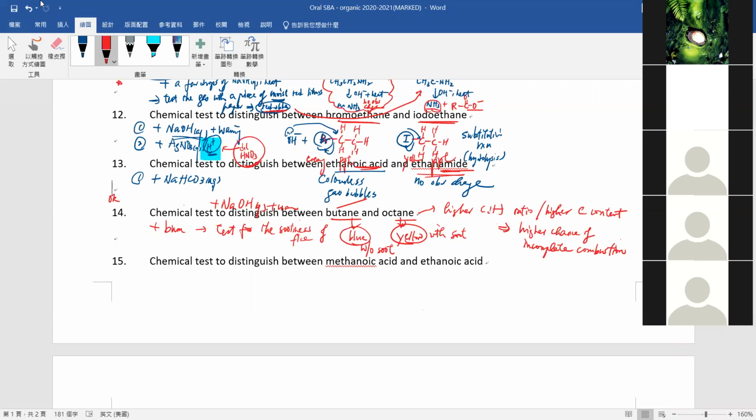It's also possible. How about 15? Oh, Wenjing, you suggested Tollens' reagent. Using Tollens' reagent. How to use? No marks for that. How to use Tollens' reagent?